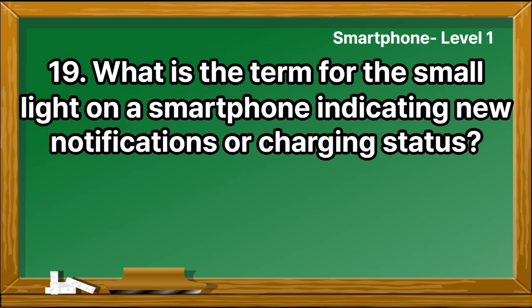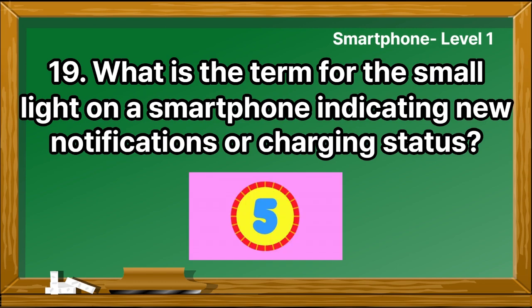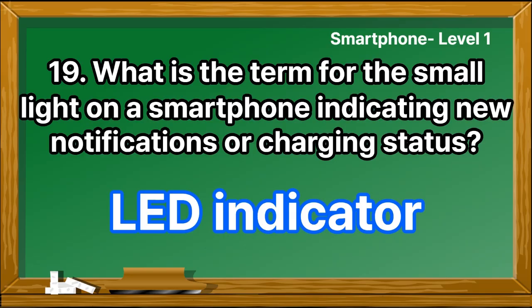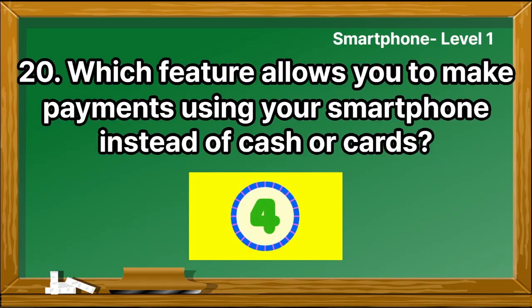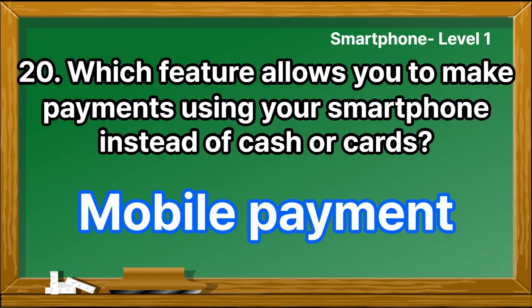What is the term for the small light on a smartphone indicating new notifications or charging status? LED indicator. Which feature allows you to make payments using your smartphone instead of cash or cards? Mobile payment.